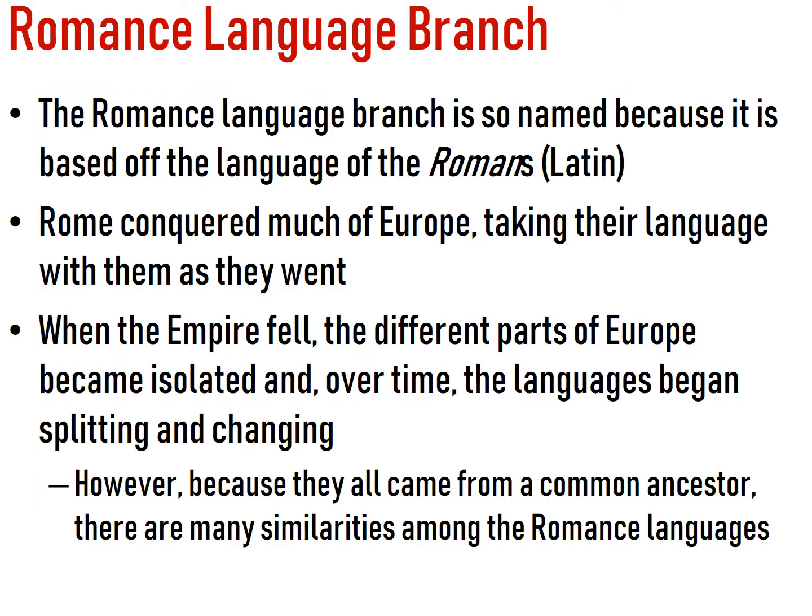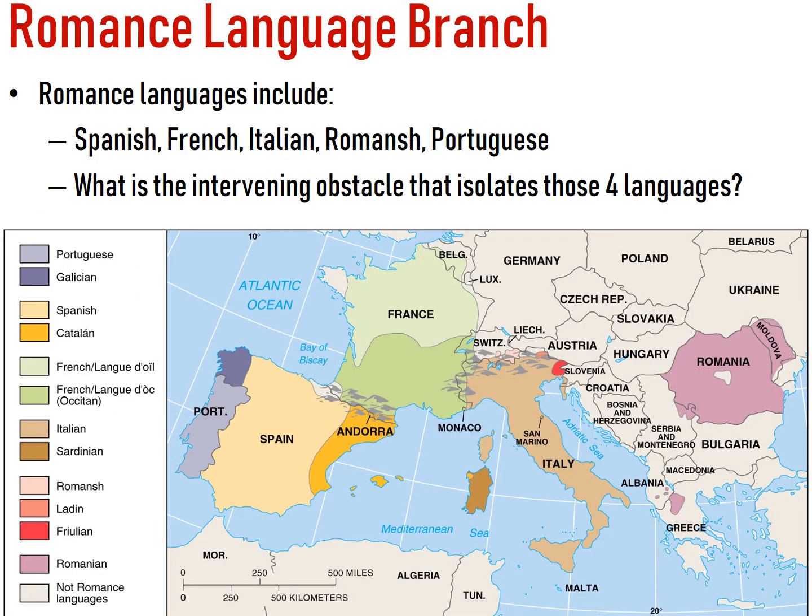Now we got to know stuff about the Romance language branch of the Indo-European family. I know it's a lot today, but we're going to get through it. The Romance language branch is named because it's based off the Romans, not like romantically, and they all spoke Latin. When Rome conquers much of Europe, they bring their language with them, but eventually Rome falls, and the people of Europe are isolated from each other, and over time they take that very rudimentary form of Latin, mix it with their culture, and that's how we get French and Italian and Spanish and Portuguese and Romansh. Yeah, these languages that I just mentioned.